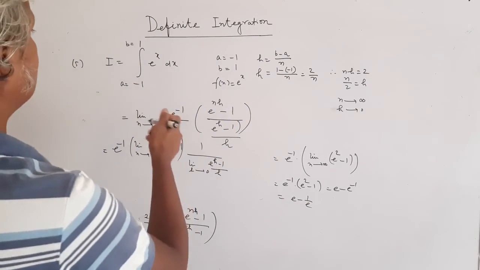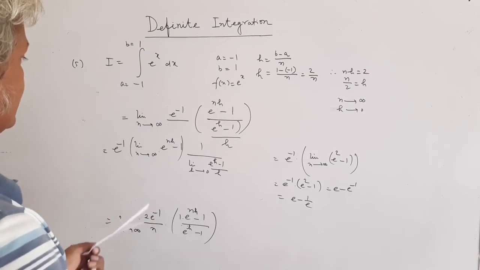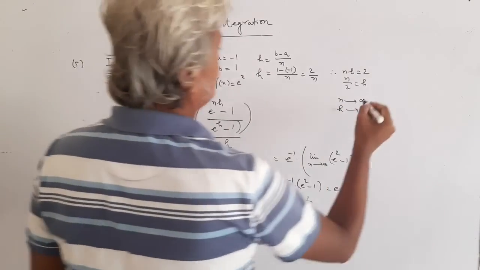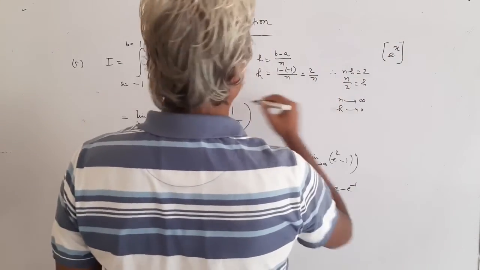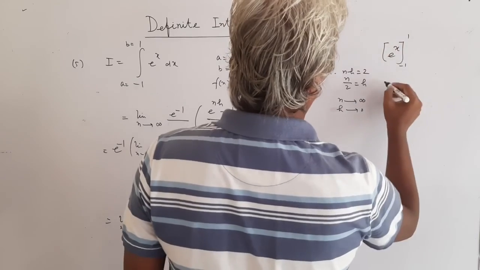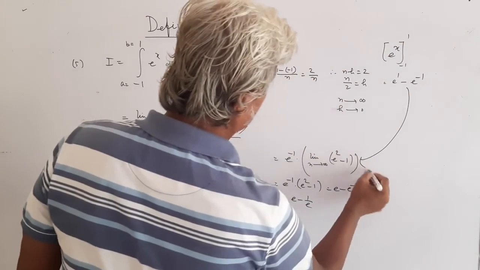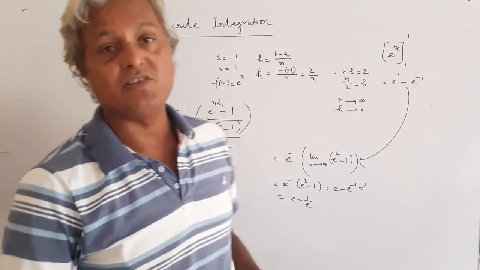Now let's check whether we are getting the same thing. First you just expand this whole thing. The integration of e to the power x is just e to the power x. Then the lower limit is minus 1, upper is 1. So this is e to the power 1 minus e to the power minus 1. Now you see, you are getting the same thing. It means this is done. So this is how this question can be solved.